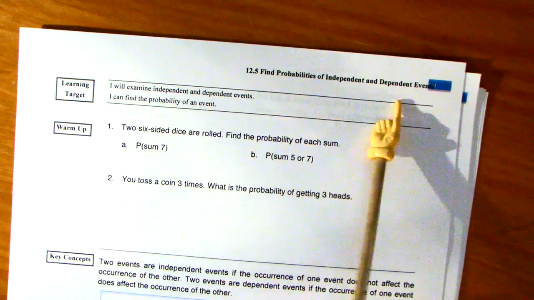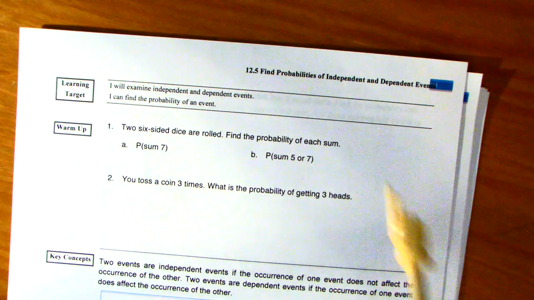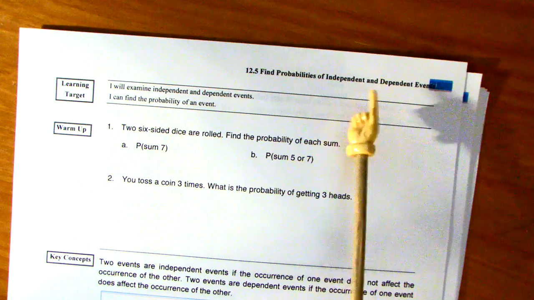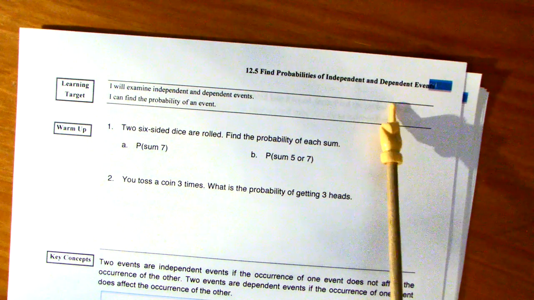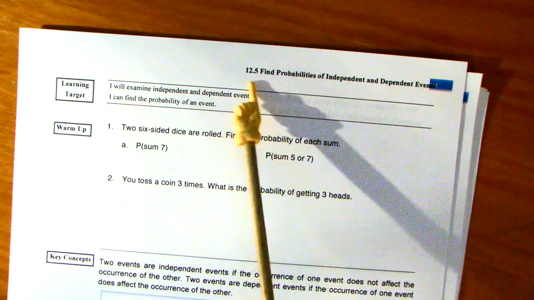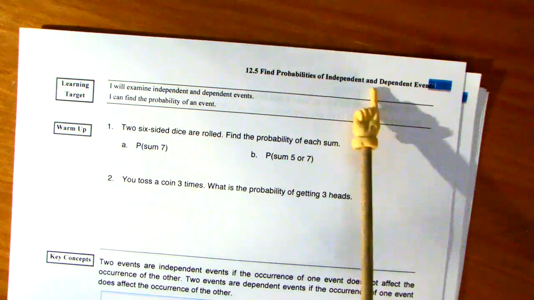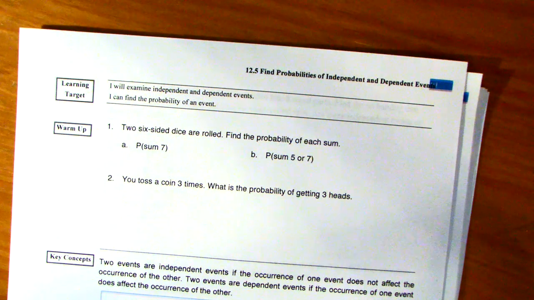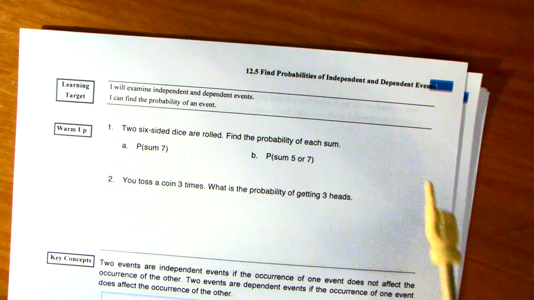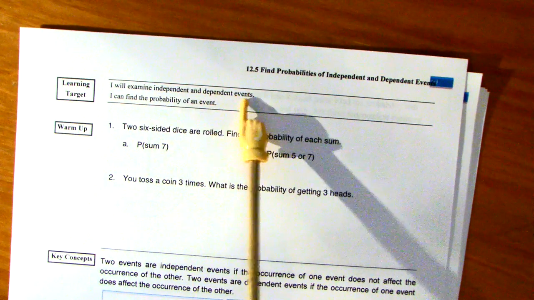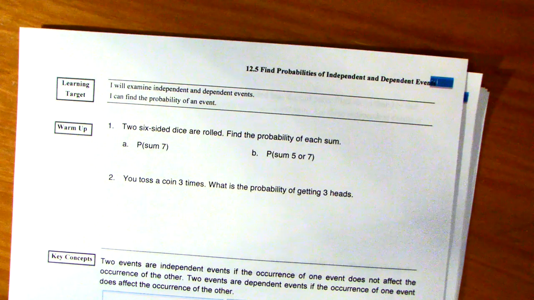This is probably the most complicated section, but hopefully I can simplify it enough for you and just give you a taste of what's going to be in the future. Especially, this is a big topic for AP statistics. And you'll get a little bit of this in Algebra 2, but just a tiny bit. So here we go. Finding probabilities of independent and dependent events. And the key word here is "and." Remember how the last section we were doing "or" probabilities, we were adding them. Now we're doing "and" probabilities where you're going to multiply them. So I will examine independent and dependent events, and I can find the probability of an event. Okay. So here we go.